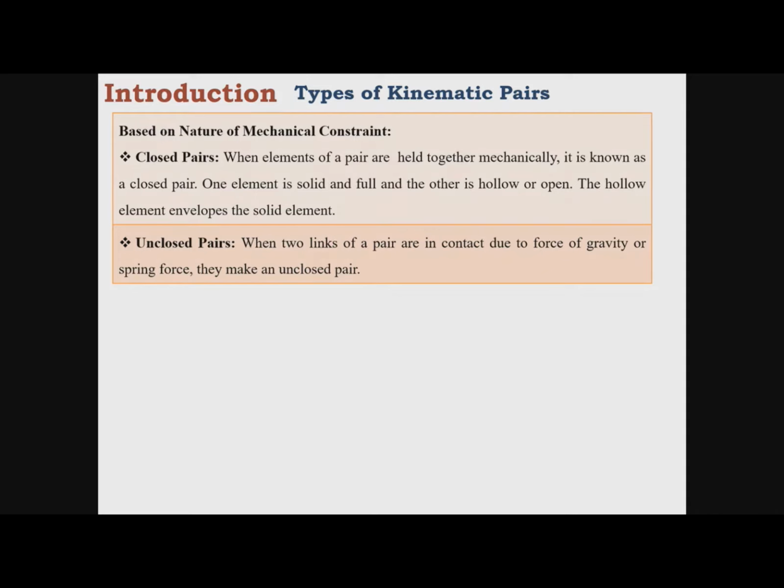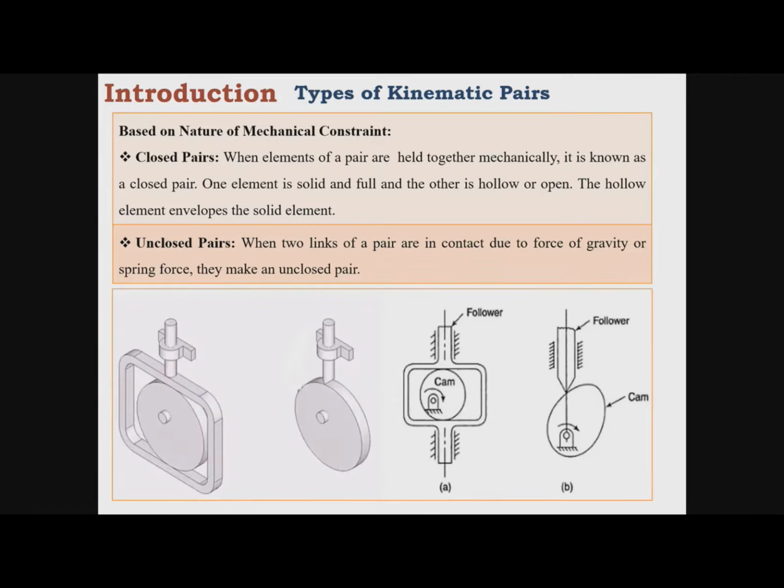Based on mechanical constraint, they are classified as closed pairs. When elements are held together mechanically, it is termed as a closed pair. Here in the figure, A is an example of closed pair, where one body, that is the cam, is full solid and the follower is hollow or open. The follower encloses the cam, and these can be separated out only by complete destruction of either of the 2 links.